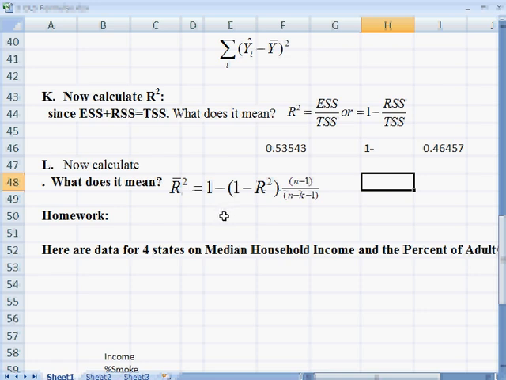Be careful when you're calculating this if you're doing it by hand. We have 1 minus, in parentheses, 1 minus R squared. 1 minus R squared is the percentage of the variation that can't be explained. We have that right here, 0.46457. That's in parentheses times n minus 1. We have 4 observations, n minus 1 is 3. N minus k minus 1. K here is always the number of explanatory variables. How many variables are we using to explain price? Here we're just using 1, so K is 1.